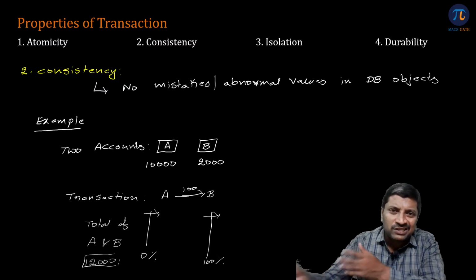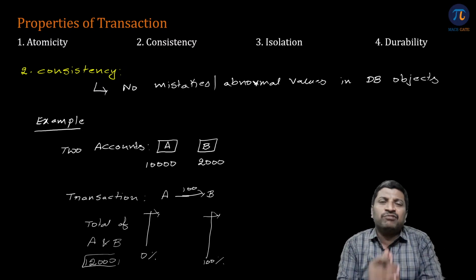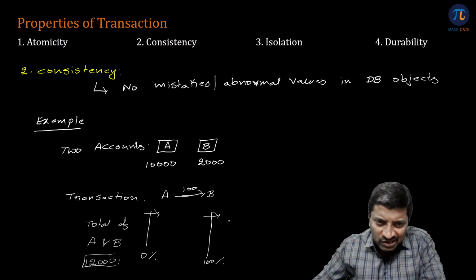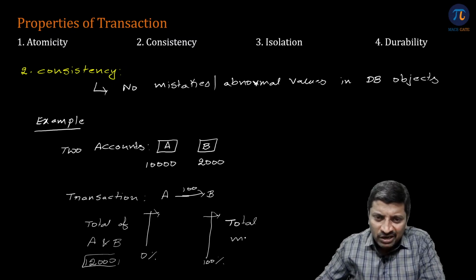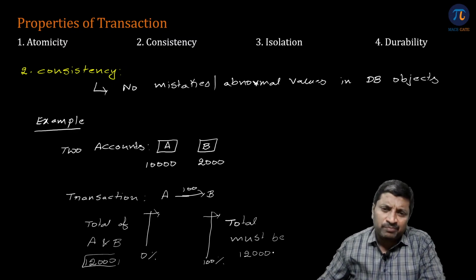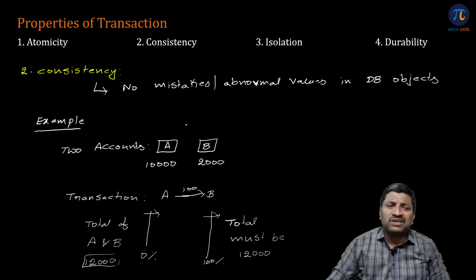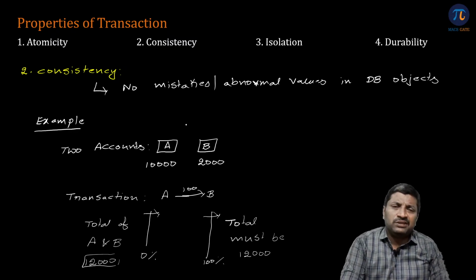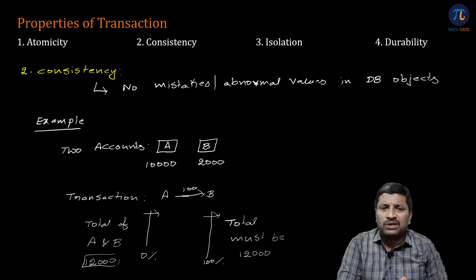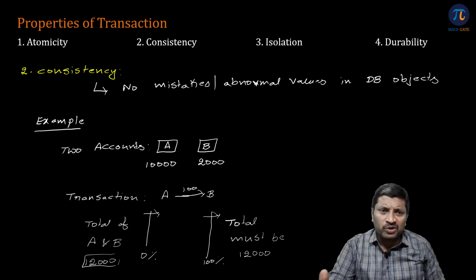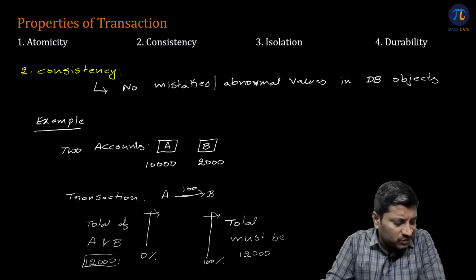So I should not suddenly get 32,000, or suddenly get 4,000. Even after completion of the transaction, the total must be 12,000. This is a simple example of consistency. Before the transaction, the total of the two accounts is 12,000. After the transaction, the total of the two will be 12,000. Hope you understood it. That is about consistency.